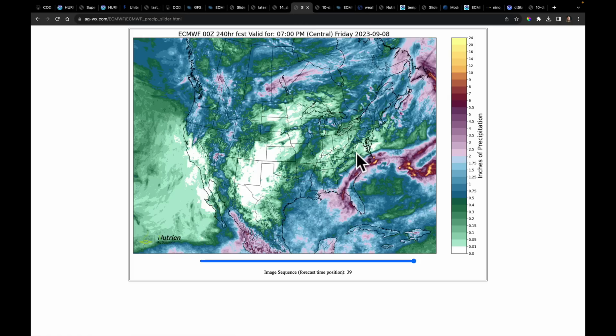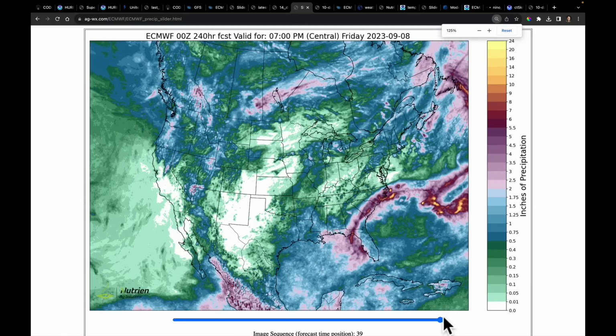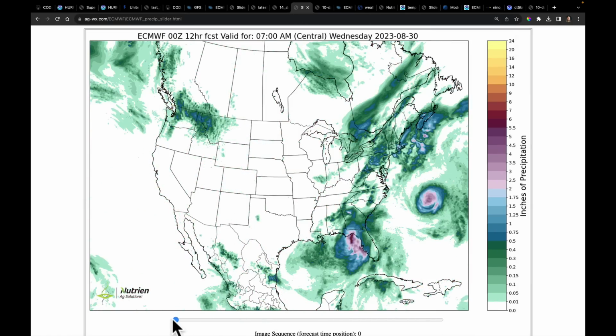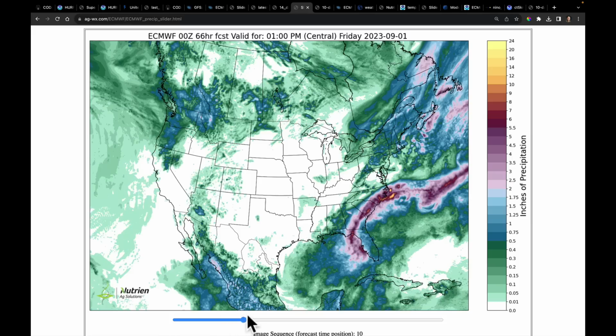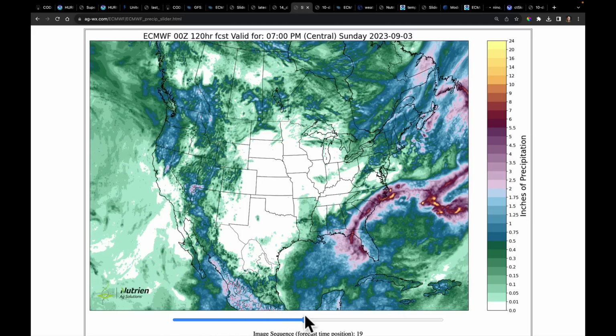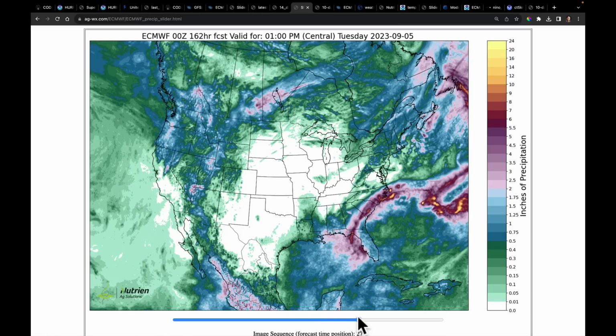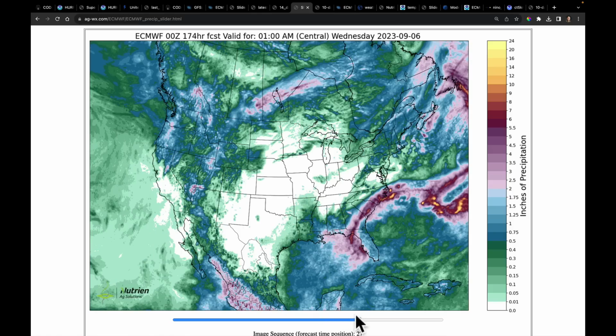So next, let's just add it all up. This is what the European model is suggesting. Let's take you back to the beginning of the solution. So let's play this forward and just see out 1 week total rainfall amounts. That's a week out. Okay, right there, sorry.